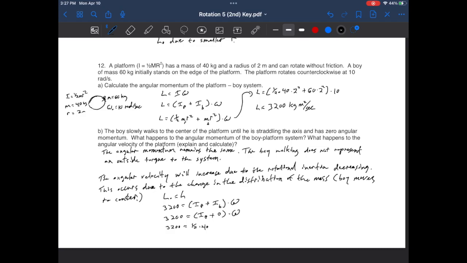The platform mass is, what is it, 40? And then the radius is 2, so 1/2 times 40 times 2 squared. Get that taken care of. Divide 3,200 by that value, and that solves for omega. And when we do the math, I believe it's 40 radians per second is the angular velocity of our platform.